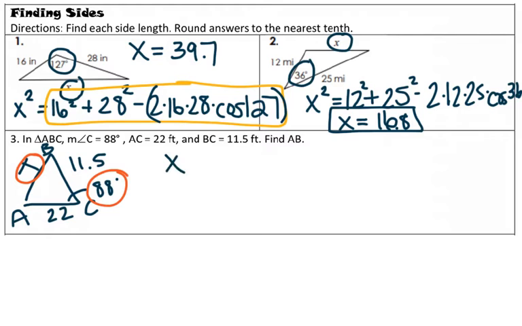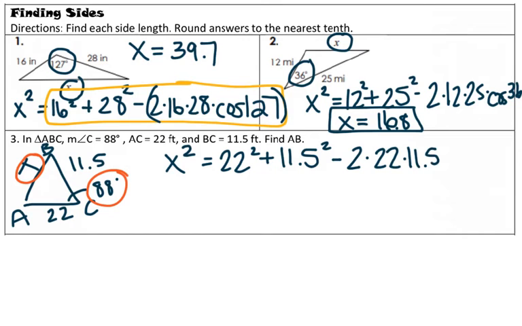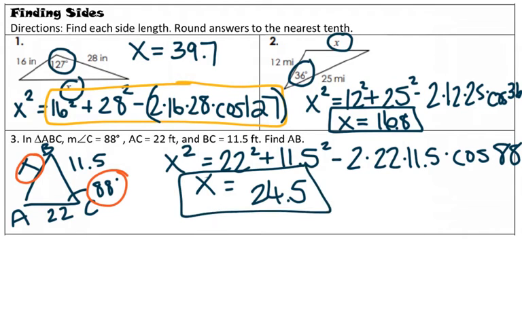So the Law of Cosines says x squared must equal the other two sides squared, because that's the Pythagorean theorem, but then subtract 2 times the other two sides times the cosine of the angle across from what you're trying to find. Then make sure that when you do this, it gives you x squared, and you take the square root of both sides. So x should equal 24.5. Okay, so these aren't too bad so far.